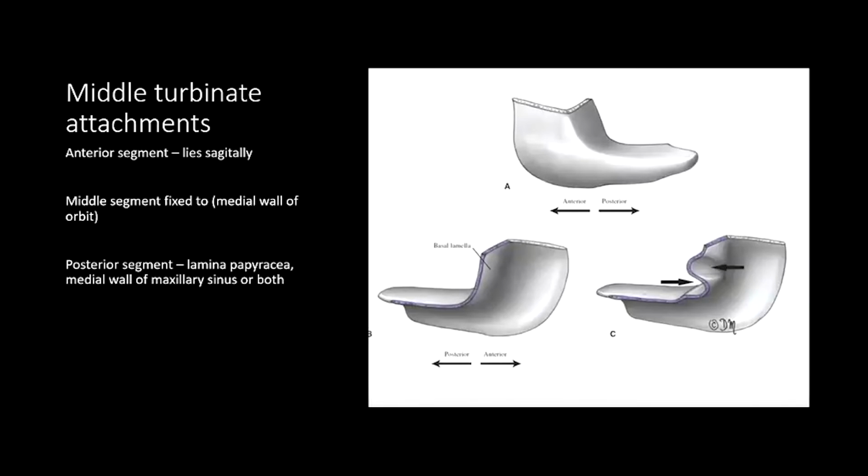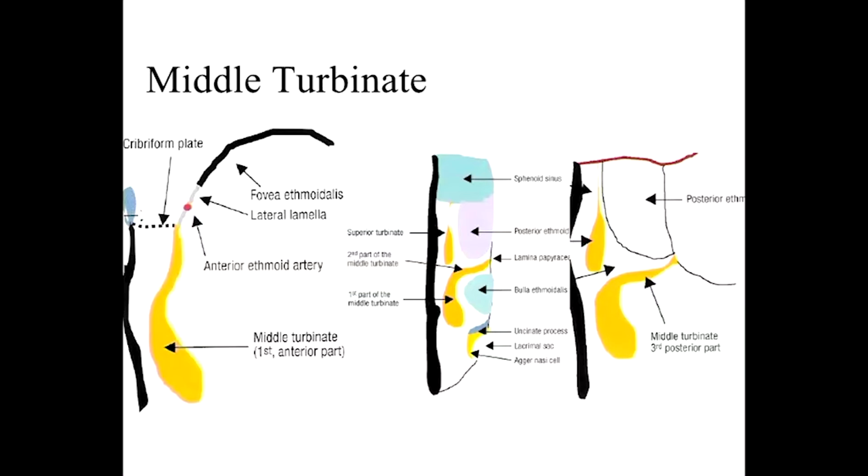It also has a third part, so that's the part that goes back in the nose and also attaches, you'll see later on, on the side wall of the nose. So 3 parts here in the schematic. The vertical part starts to go more laterally as you go back.